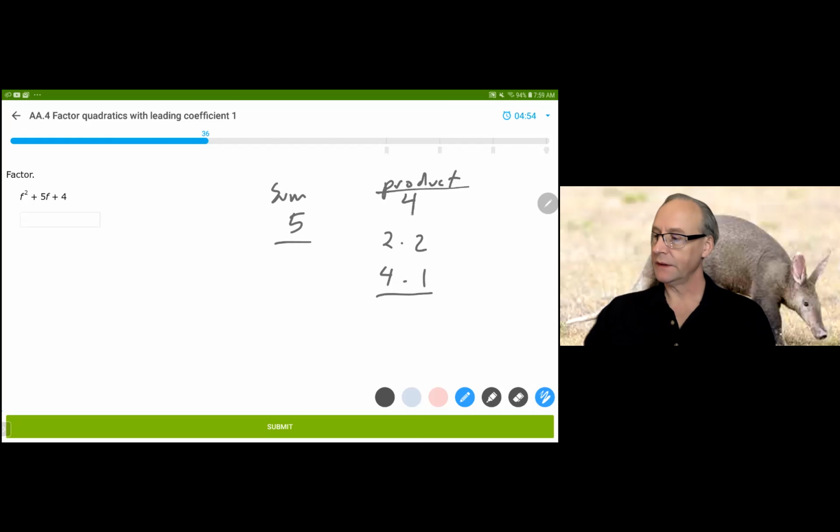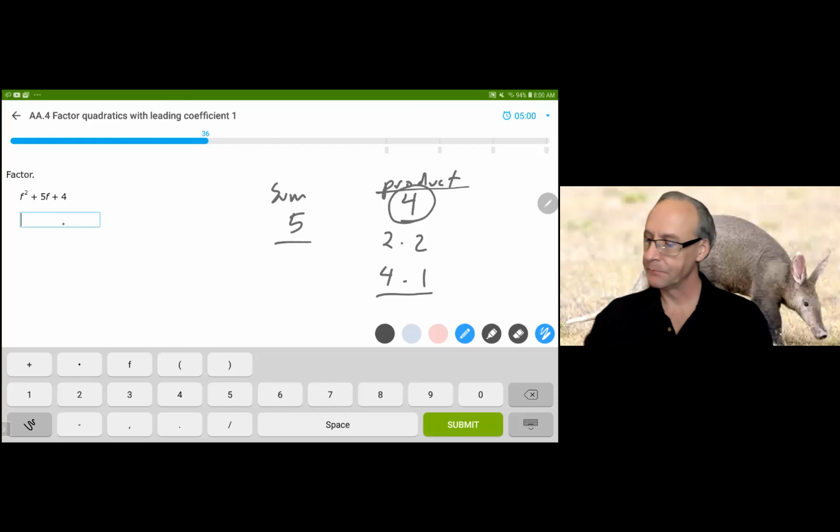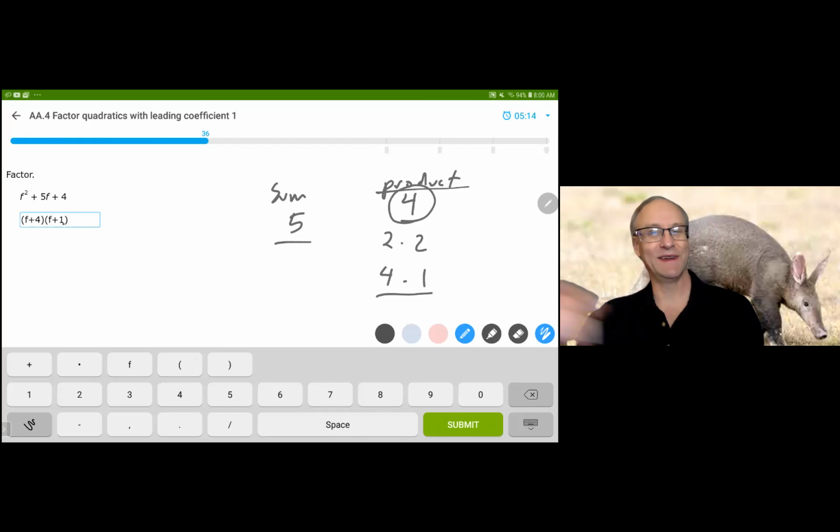Of course, it's really important that you're able to factor these numbers. So you need to practice your multiplication table a bit. This time we have an f plus 4. And remember, the order doesn't matter. I could have put f plus 1 times f plus 4 because of the commutative property of multiplication. We knew that.